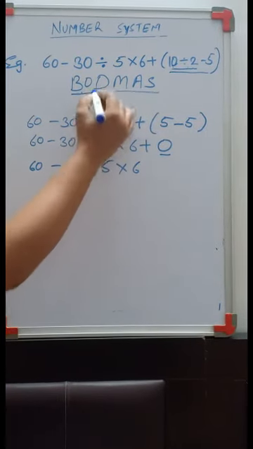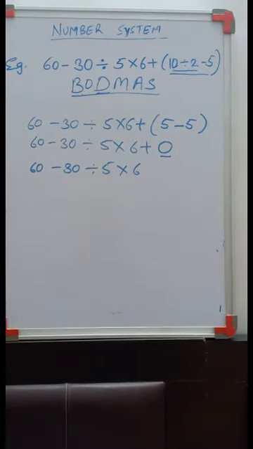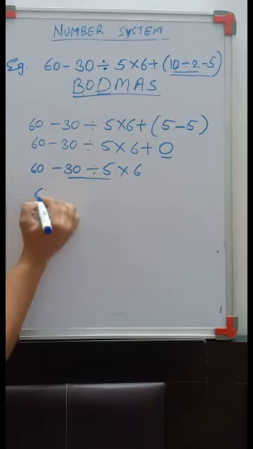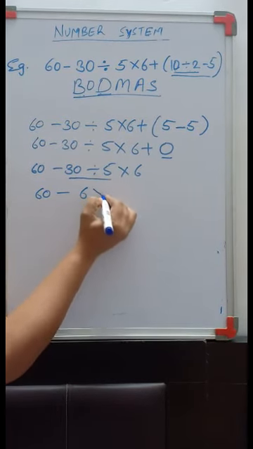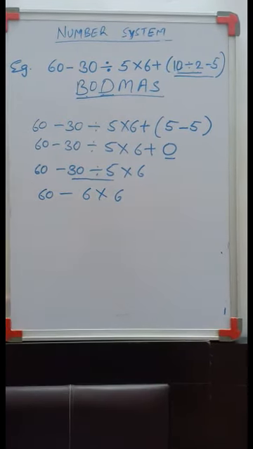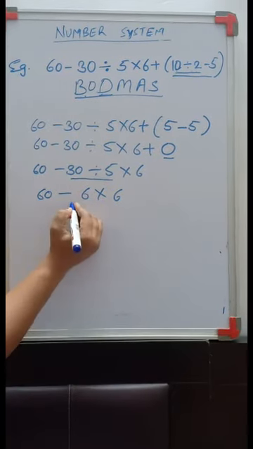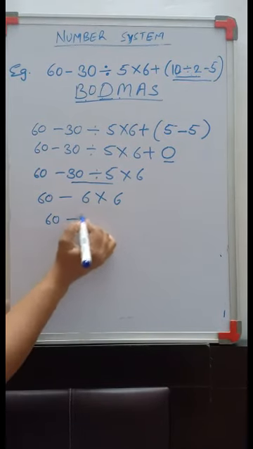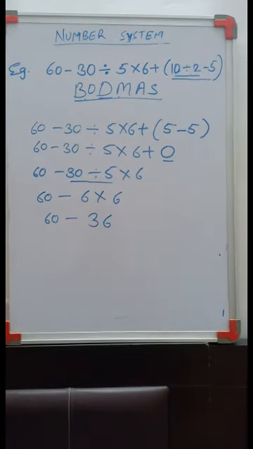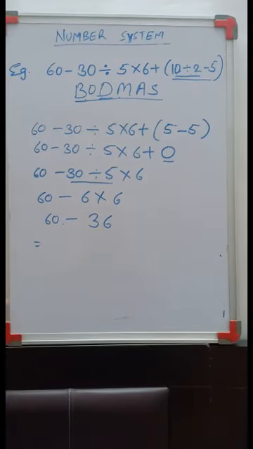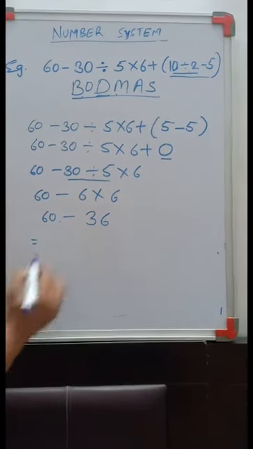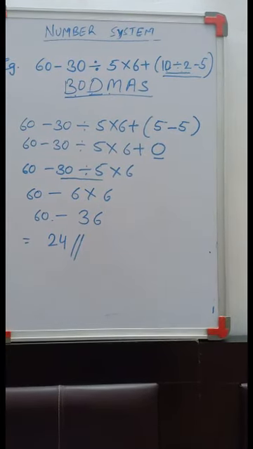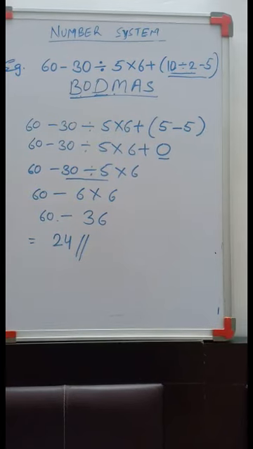Now in BODMAS, what is next? D, that is division. And where is the division? This, 30 divided by 5. So 30 divided by 5 is how much? 6. Then the remaining terms as it is. Now again subtraction and multiplication. What is there? In sequence first multiplication. So 60 minus 6 into 6, 6 into 6 is how much? 36, and hence last one subtraction. So 60 minus 36 is how much? It is 24.